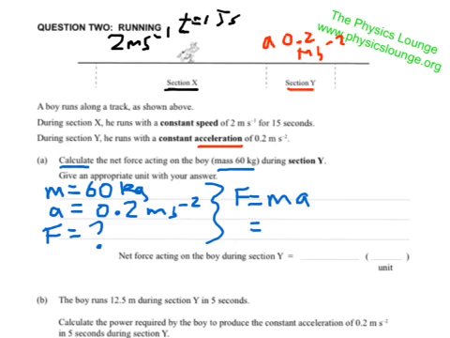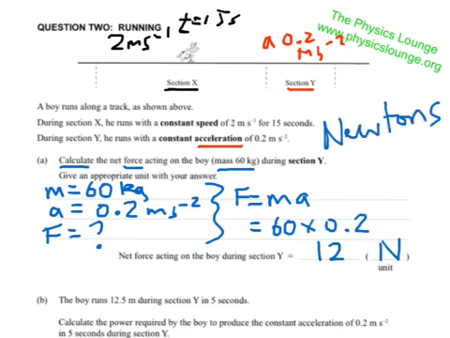And so we just substitute in the mass and the acceleration to multiply out 60 times 0.2, and we end up with a force of 12. 60 times 0.2 is 12. And the units for force, since it says give an appropriate unit with the answer, are newtons. Let's write that out in full, newtons. After Sir Isaac Newton, and F equals ma is Newton's second law. So that's where the unit comes from.